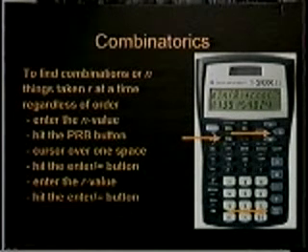For combinations, or n things taken r at a time regardless of order, such as how 30 people can be picked to make up a 12-member jury, where it doesn't matter who's picked first or third, you want to enter the n value again. Hit the PRB button. Cursor over one space with the right arrow button. Hit the enter button, enter the r value, and hit the enter button again.